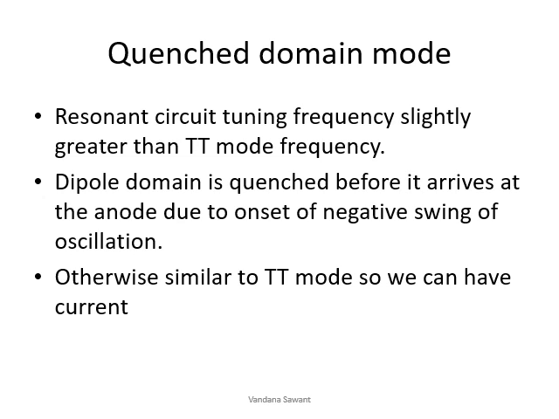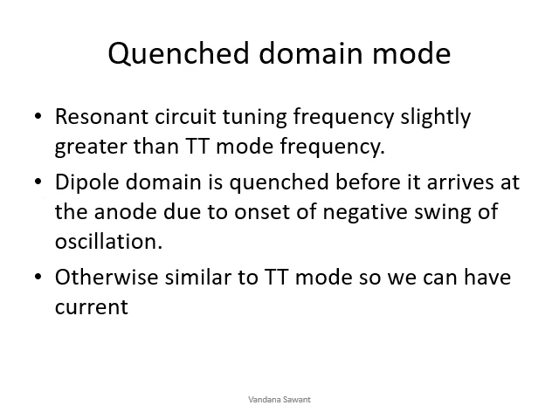Now we will move to the third mode, that is the quenched domain mode. In the quenched domain mode, the Gunn diode is connected with an external LC resonating circuit. The tuning frequency of this external resonating circuit is slightly greater than the transit time frequency. So the domain is allowed to form, but sufficient time is not given for the domain to reach the anode. So what happens? The domain is broken down in between.